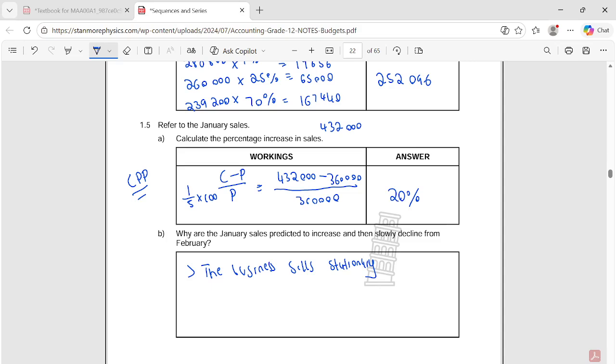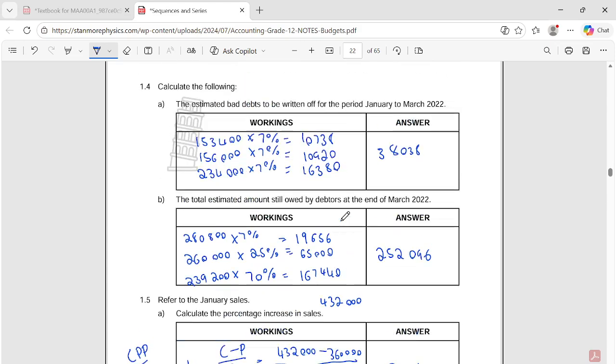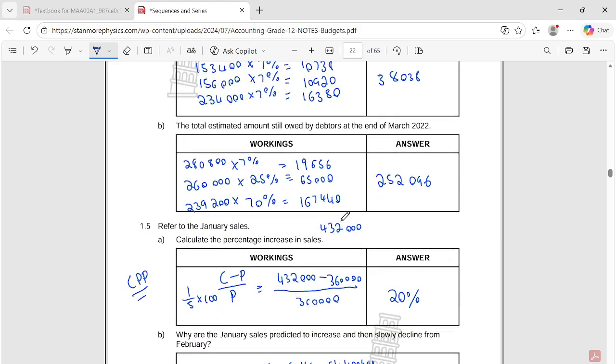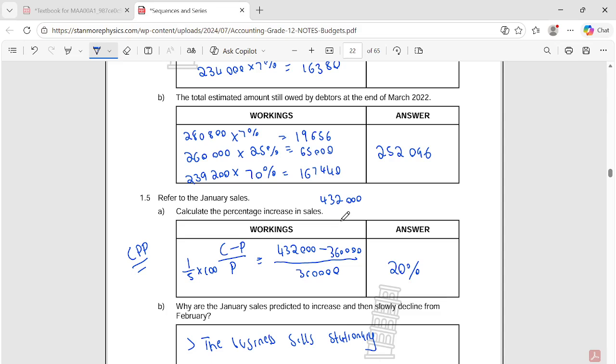So in this case, we can come here and see, the question says, why are the January sales predicted to increase then slowly decline, right? So since our company sells stationery, when the school reopens in January, many people will purchase stationery. But when we go to the month of February, people are already going to school, so who will purchase stationery? No one, right?